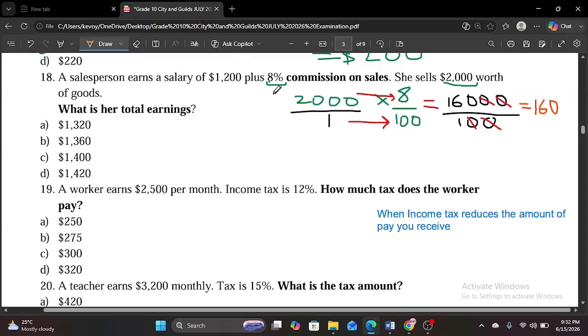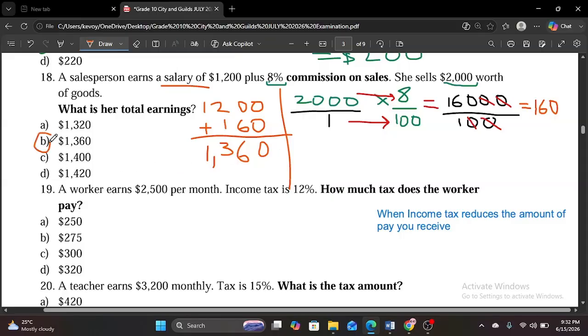So we have to add this now too. So let me just separate this right here. So we're gonna add the 160 to the 1,200. That's our pay. That's our salary. And we're just gonna add our commissions to that. So that's gonna be 160. So that's gonna be 0 plus 0, that's 0. 6 plus 0, that's 6. 1 plus 2, that's 3. And then we have our 1. So that's 1,360. So B is gonna be your answer right there.